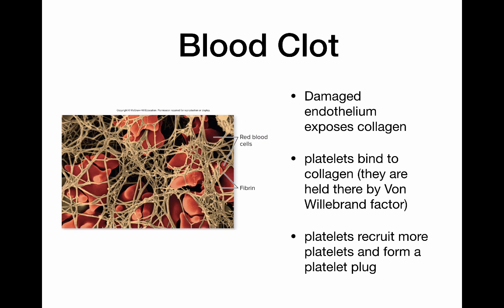So one of the things that sets this whole ball rolling is that when endothelium is damaged, so when a blood vessel is damaged, it exposes the collagen beneath, and that exposure of the collagen is what sets off this chemical cascade that calls the platelets and gets the whole ball rolling. Platelets bind to the collagen, and they're held there by something called von Willebrand factor.